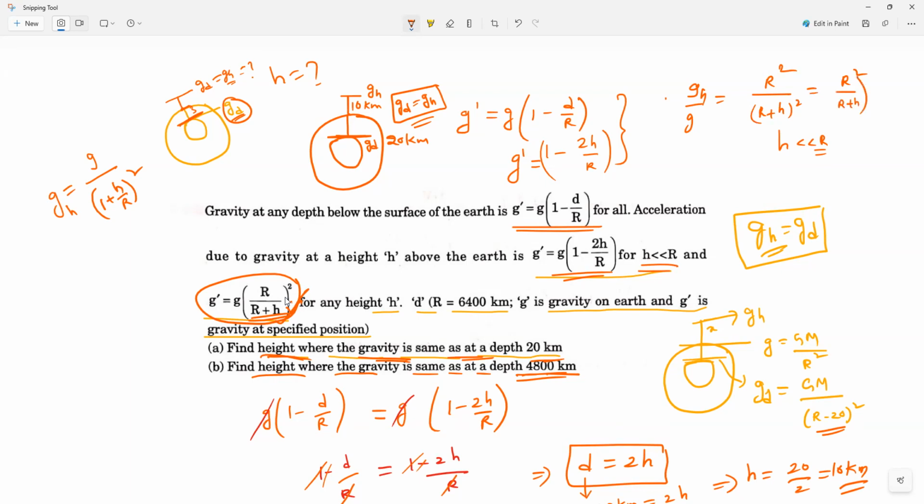Okay, guys. Yes or no? You also can use it. So g_h is equal to g into R square divided by R plus H whole square. Okay? That's all they are using. They have mentioned here. So that one I am equating now. So g into 1 minus d by R is equal to g into R square by R plus H whole square.